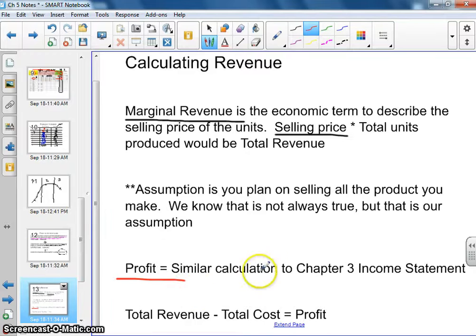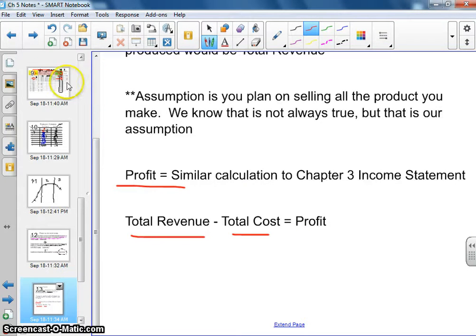To finish up our production side of things, we look at our calculation of profit. And it's not all that different from Chapter 3 when we talked about the income statement. We talked about revenue, less cost of goods sold, less expenses, equals profit. We're taking kind of the same idea. We're taking our revenue, we're comparing it to our fixed and variable costs, and if we've made money, we've made profit. Okay, simple math, total revenue minus total costs equals profit.